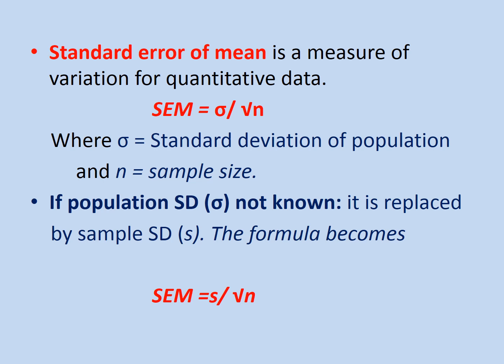Sigma stands for standard deviation of population. Remember the word population here. Notice that standard deviation of population means, in our example, the standard deviation of 5000 women, divided by under root n. Here n is equal to sample size.